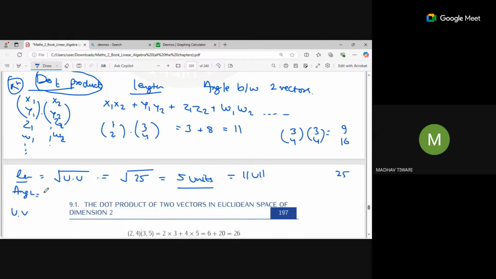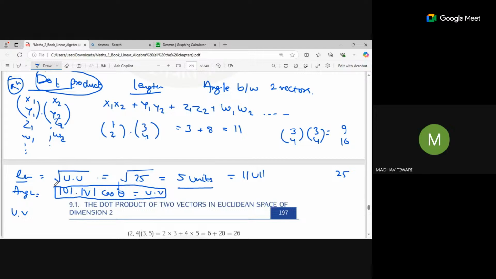So the angle is defined as follows. Let me use simple single vertical lines. u dot v equals the magnitude of u, or length of u, times the length of v, times cos theta. Here theta is the angle between them. u dot v is the dot product of the two vectors, so it is equal to this. From this equation you can get the cos theta value, and then you can get the theta value. This is the only part in this.